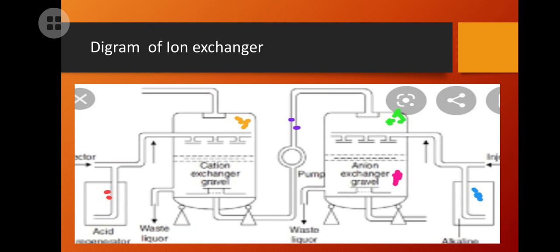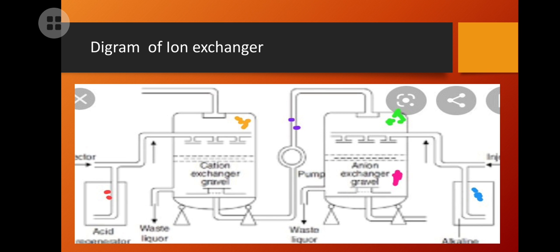Now this is a diagram. As you can see, on one side, shown by the red dots, there is a solution of NaOH. On the other side, shown by a blue dot, we have a solution of HCl. In the center we have a cation exchanger, and on the other hand we have an anion exchanger.